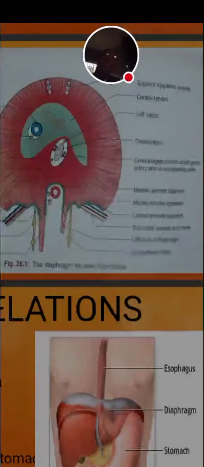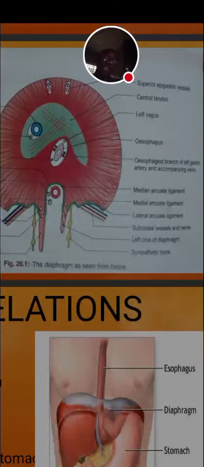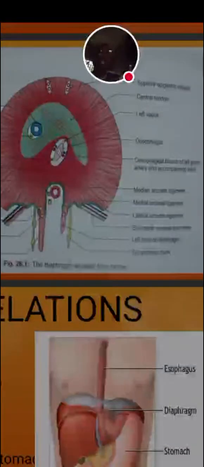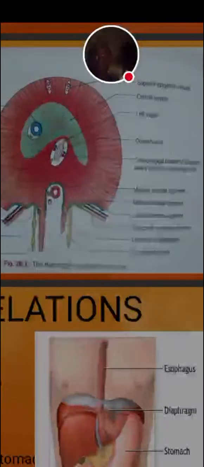Now, origin of diaphragm. We have three origins: the sternal origin, vertebral origin, and the costal origin. The vertebral origin is left and right. The sternal origin is from the posterior side of the xiphoid.